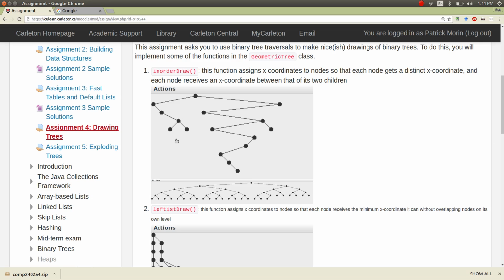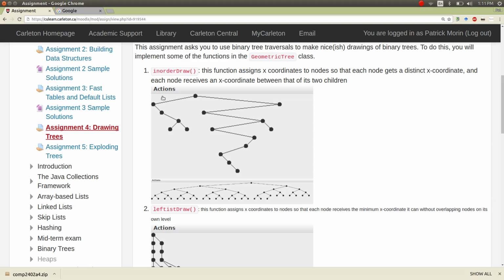And the x coordinates are assigned so that everybody gets their own x coordinate. It's an integer. The smallest coordinate that you assign is 0, and the largest coordinate that you assign is n minus 1, where n is the size of the tree. And they have this property that every x coordinate in the left subtree is smaller than the x coordinate at the root, which is smaller than every x coordinate in the right subtree.